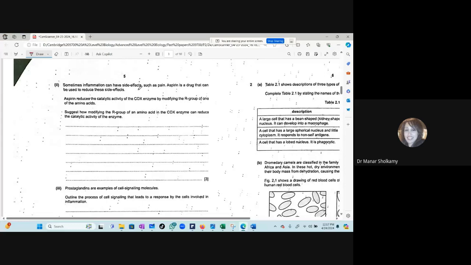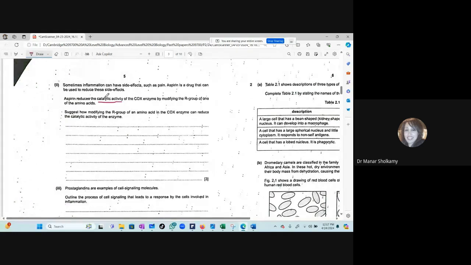Okay. Sometimes modifying the R group of an amino acid in the enzymes can reduce the catalytic activity of the enzyme. Suggest how changing the R group of an amino acid in an enzyme will reduce the catalytic activity of the enzyme. Now, this again is very easy. They're talking about the enzyme, and they said that the modification will reduce the catalytic activity of the enzyme. What is catalytic activity? Even if you did not hear about it before, it's very obvious from the name. It's the activity of the enzyme.